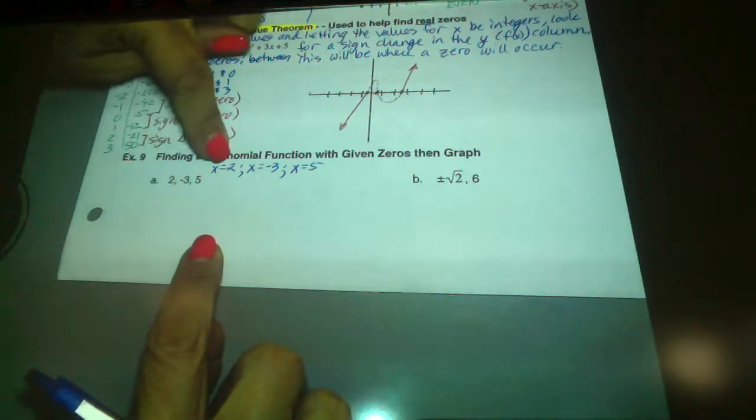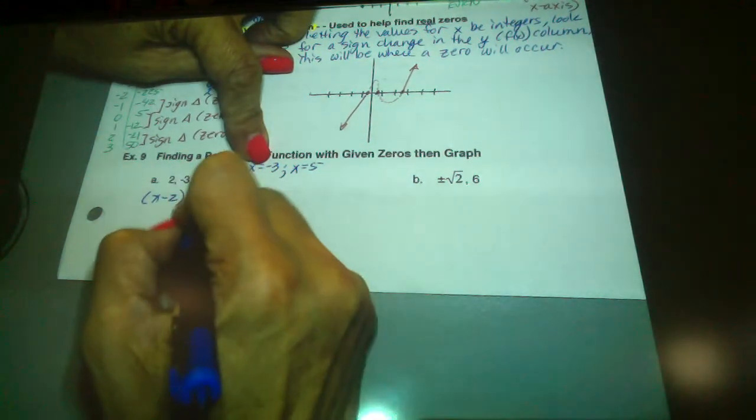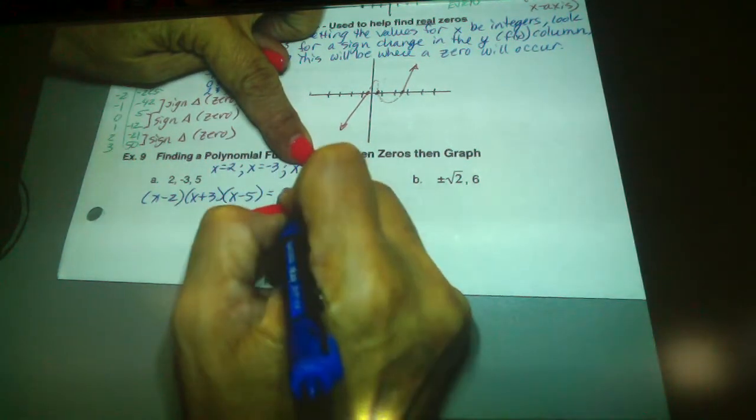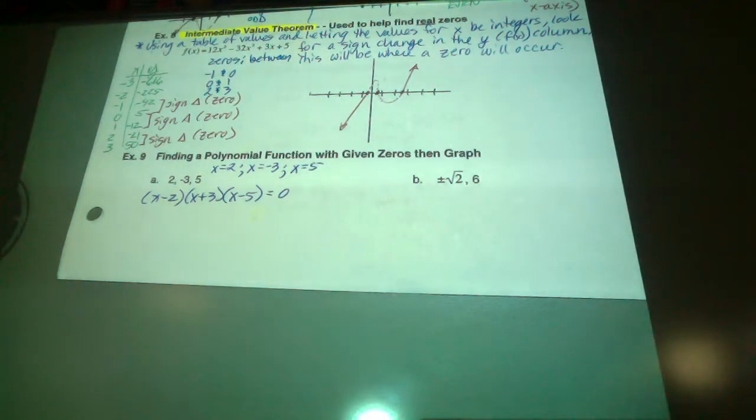Prior to finding that solution, didn't I have a binomial? Get everything over to one side. So subtract the 2 to get it over to the side of the x. Wouldn't I have x minus 2? Right? And this one, add the 3. Wouldn't I have x plus 3? And on this one, subtract the 5, x minus 5. And you can set that equal to 0 or f of x.